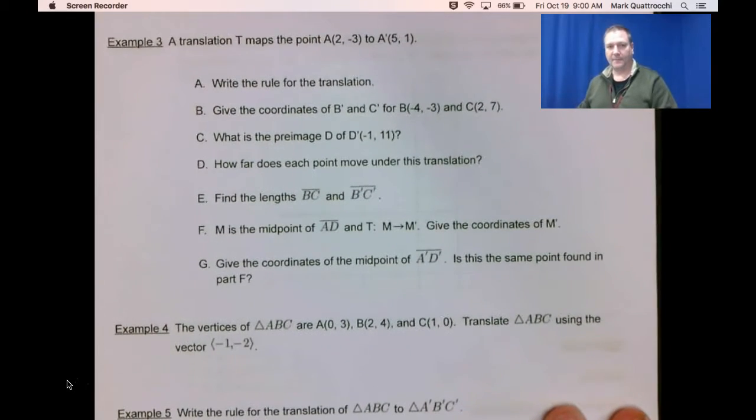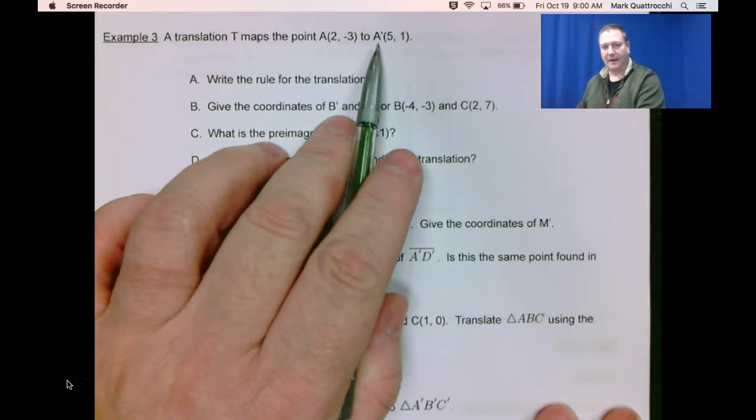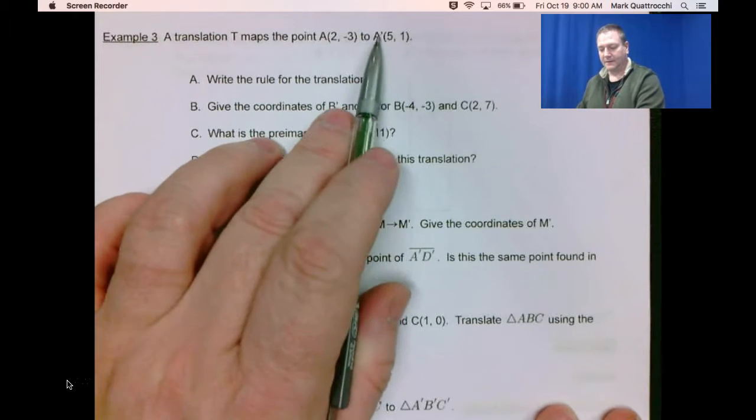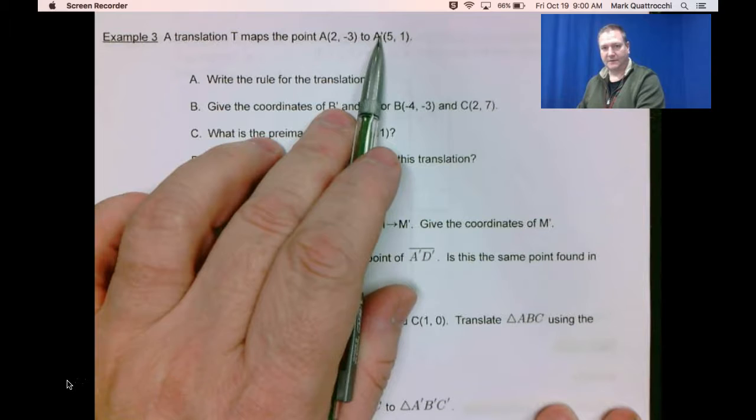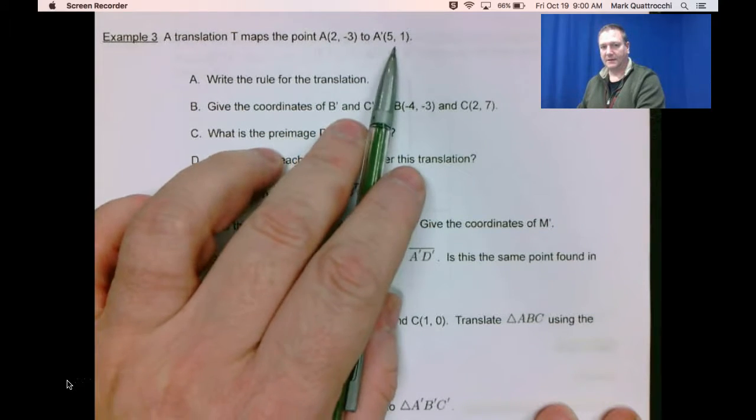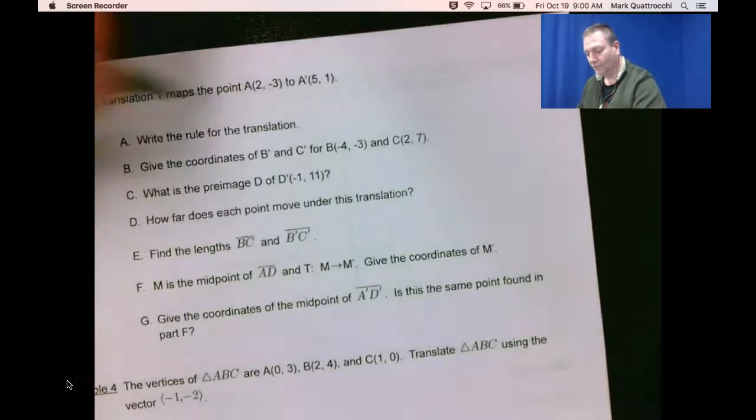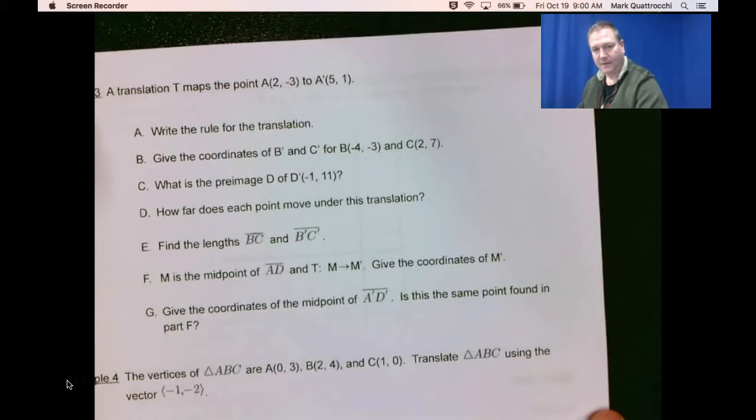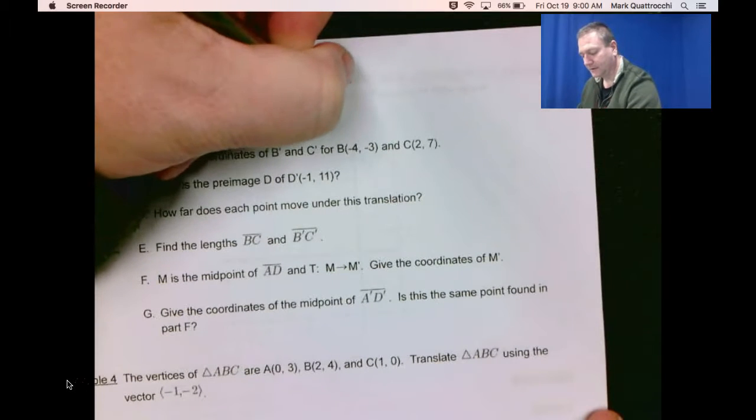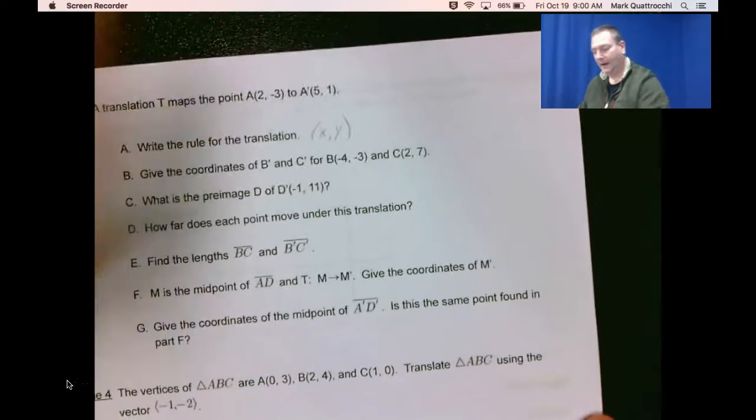Example 3. A translation maps point A to point A prime. This means it's the image. Prime notation means the image. So we're going from A to A prime. Write the rule for the translation. So the rule for the translation, we take the initial point (x, y), and it gets mapped to what?